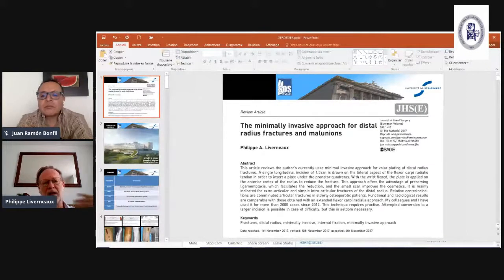So I live in Strasbourg. This is my hospital. I've got some conflict of interest with Argo Medical in Switzerland. I made a prosthesis for distal radius fracture, which is not the topic today, and also with nuclear technique.